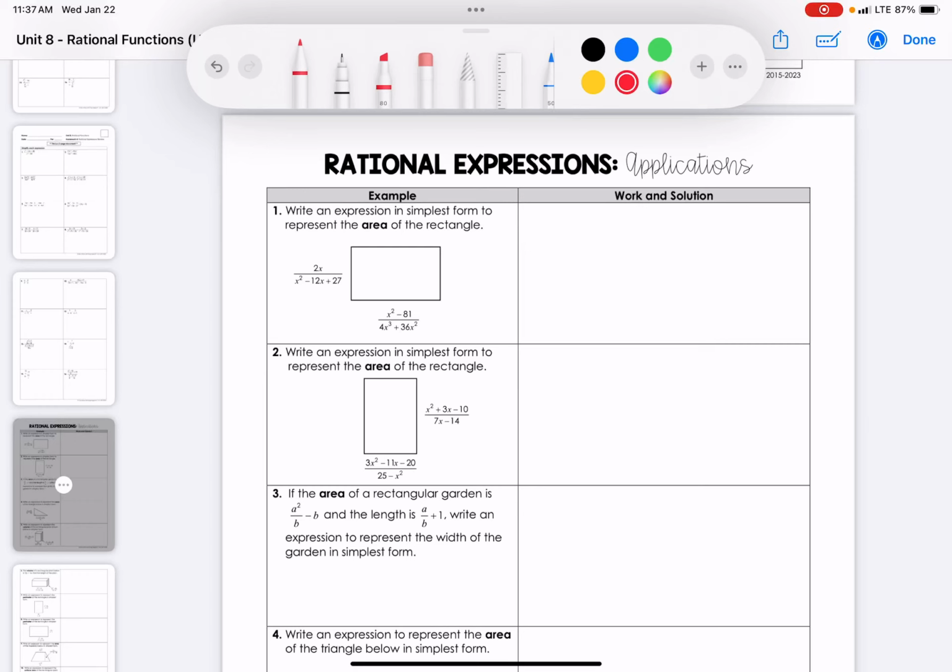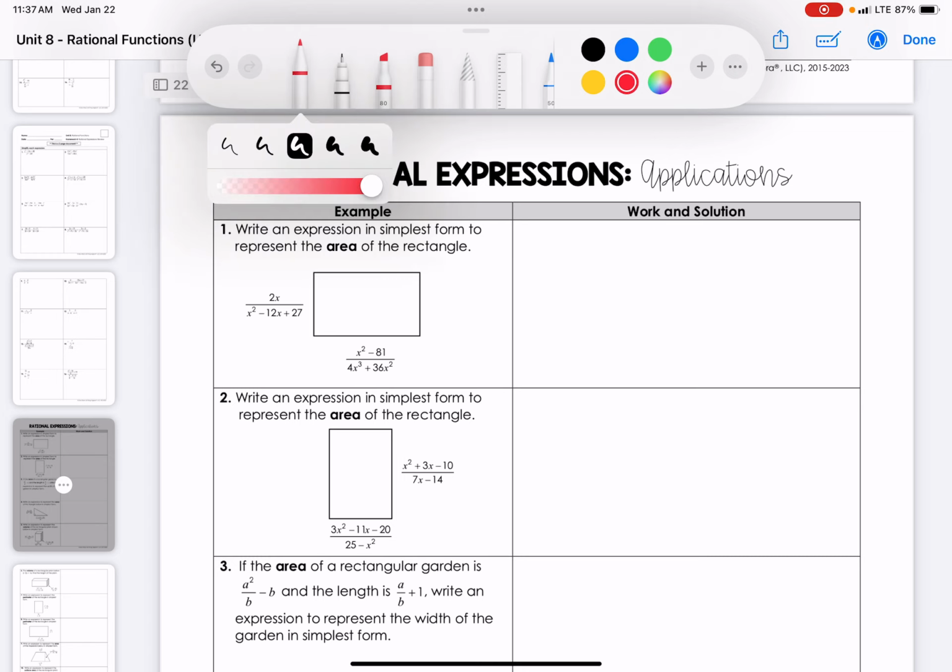All right, so I'm only gonna work out 4 problems. There's only a total of 10, so I'm gonna do the first 4 odd problems, and you're responsible for the other 6. So let's look at number 1. It says write an expression in simplest form to represent the area of the rectangle.